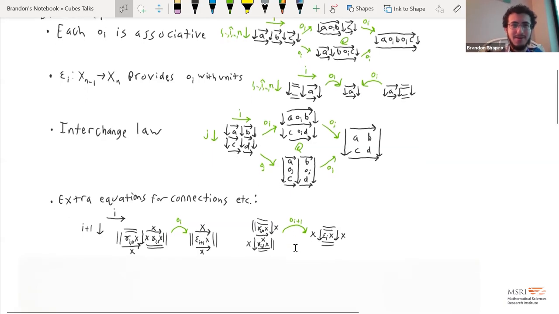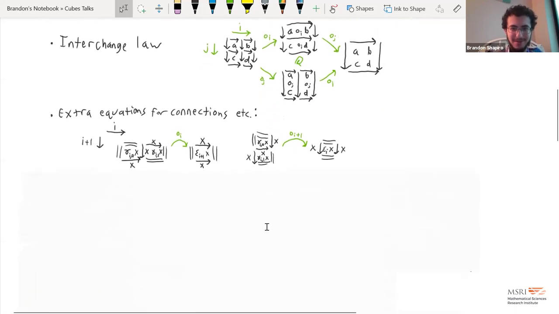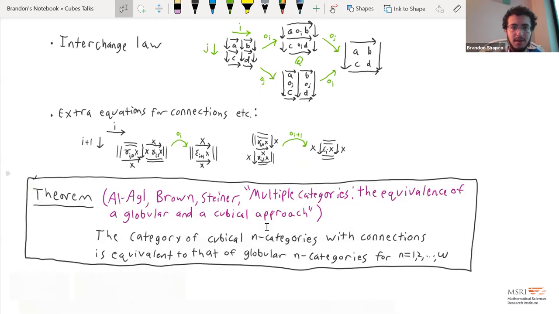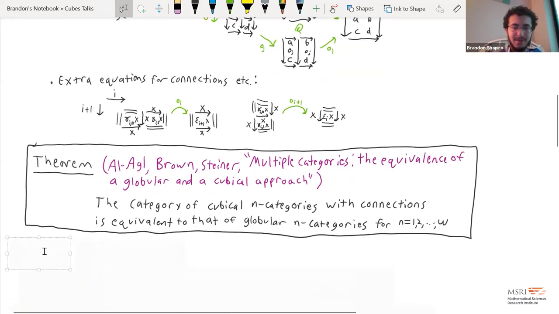So, what am I going to prove? The paper by Al Agle, Brown and Steiner that this is based on sets about proving this: that cubical n-categories with connections, both connections, is equivalent to globular n-categories. And again, in the paper, they only do it for omega, but the argument works just as well. And that paper is called Multiple Categories: the Equivalence of a Globular and a Cubical Approach. So I would like to prove this theorem for you, or at least convince you of it.